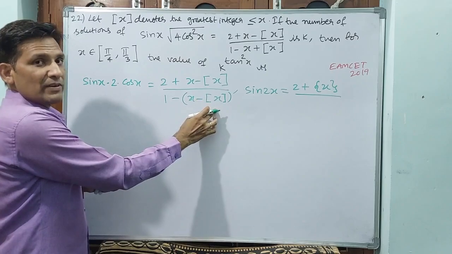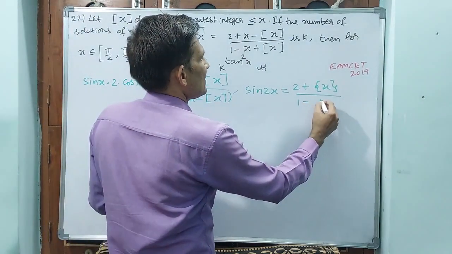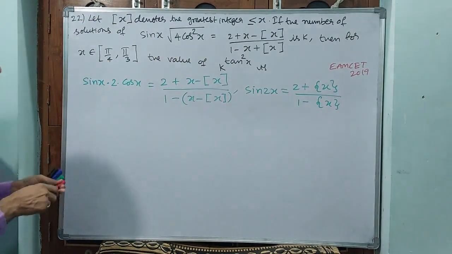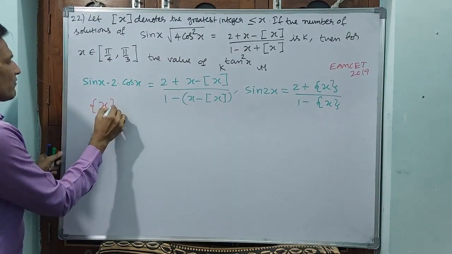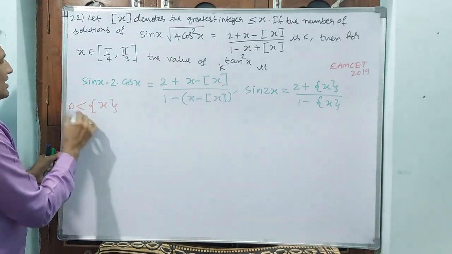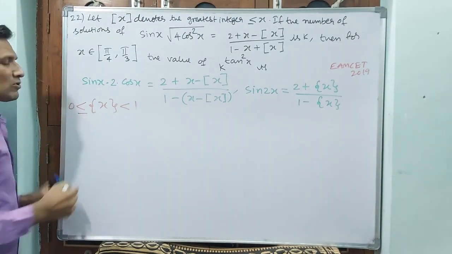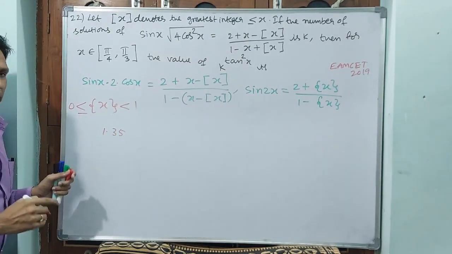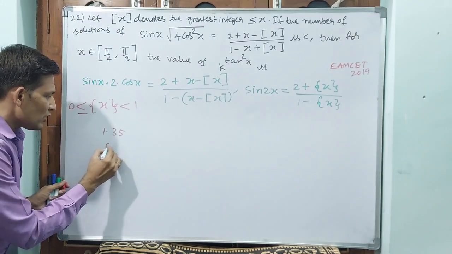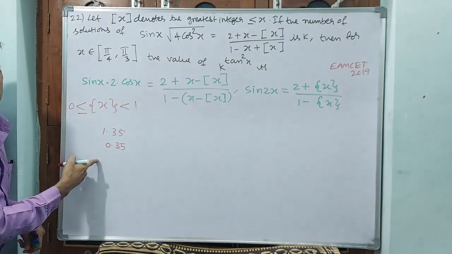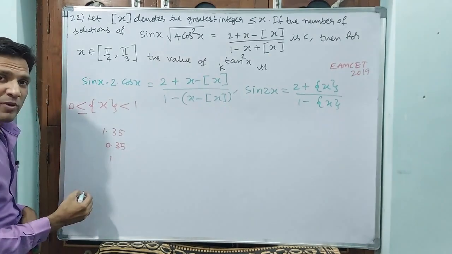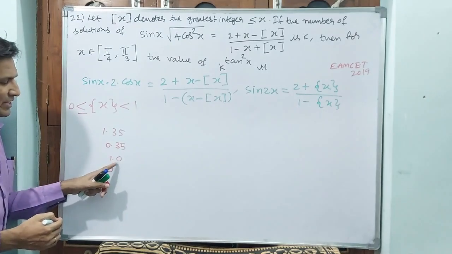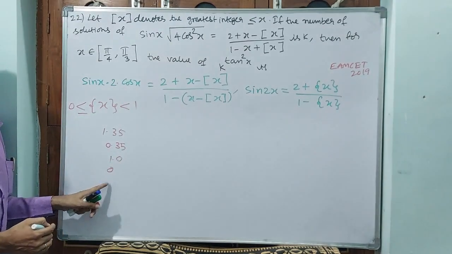Function minus greatest integer function means fractional function. 1 minus fractional function. But what is this fractional function? Fractional function value is greater than 0, less than 1, equal to 0 also will come. Why? Because see, 1.35 is given. 1.35 means here 0.35 is the fractional part. If 1 is given, then 0 is the fraction. Why? Because 1 means 1.0. After the decimal, that is the fractional part.